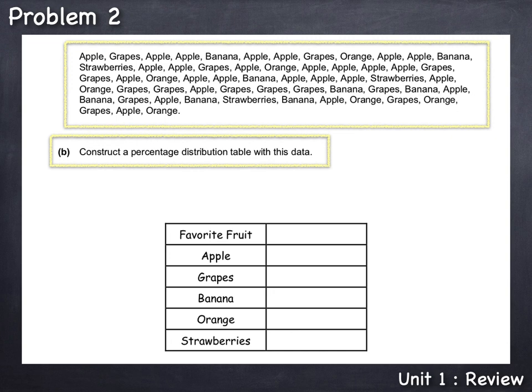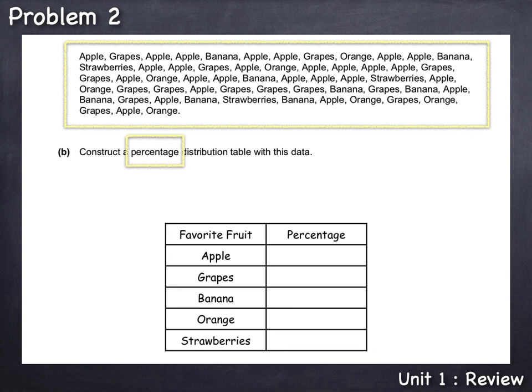Now, the second column in the table is based on the information we want to display in the table. Here, the problem says to construct a percentage distribution table. So the information we want to communicate with this data is a percentage. So we label the second column percentage, and then we need to calculate the percentage for each of the favorite fruits that were mentioned in this sample.